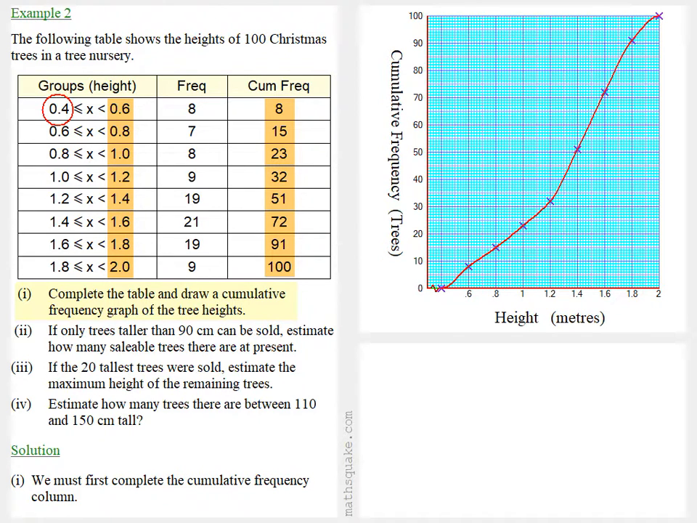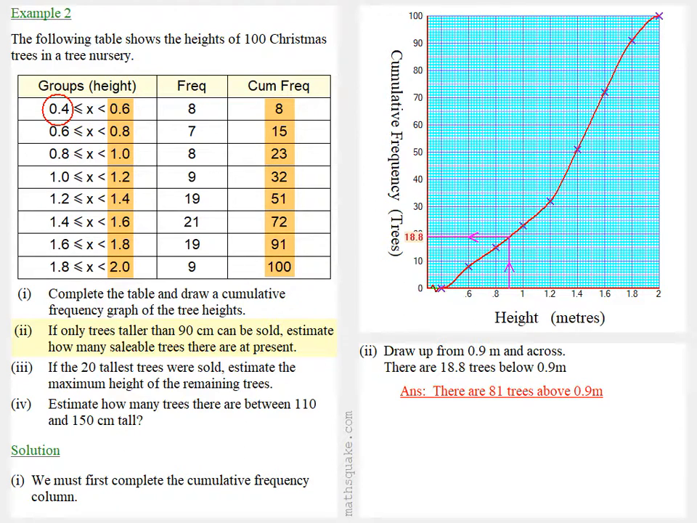Now if we go back to our original graph, in part 2 we're asked, if only trees taller than 90 centimetres can be sold, estimate how many saleable trees there are at present. Now, if we find 0.9 on the x-axis, that is a height of 0.9 metres, and then look up to the curve and across, we see it comes out to be 18.8. That is 18.8 or 19 trees. So there are 19 trees less than 90 centimetres, which means there are 81 trees above 0.9 metres.